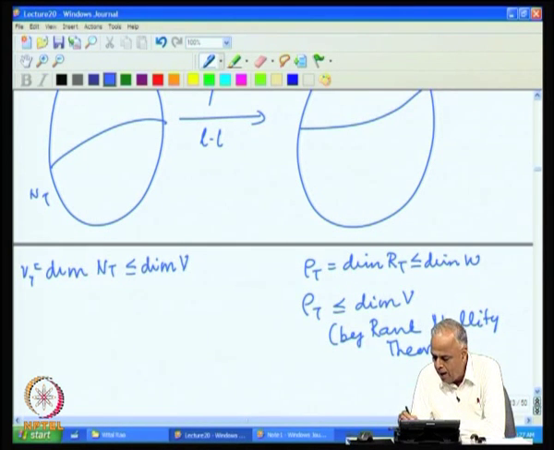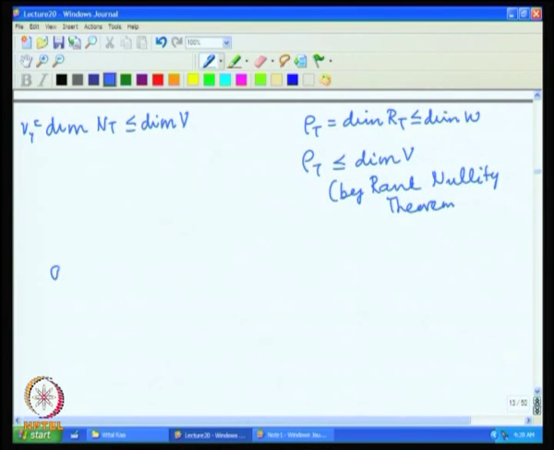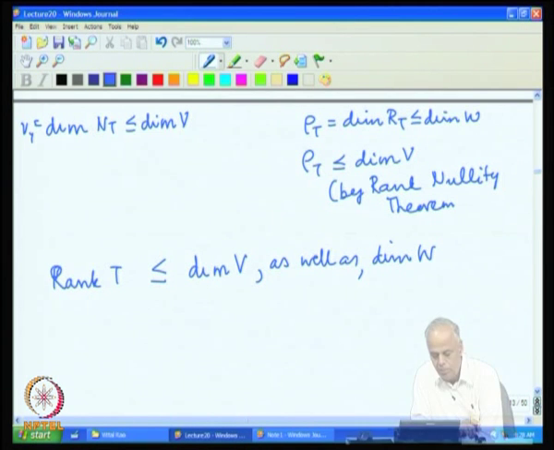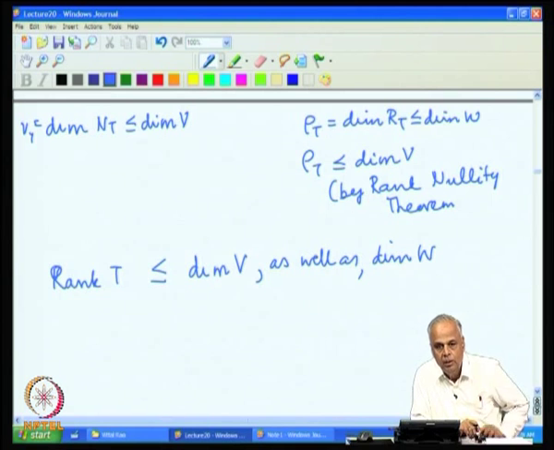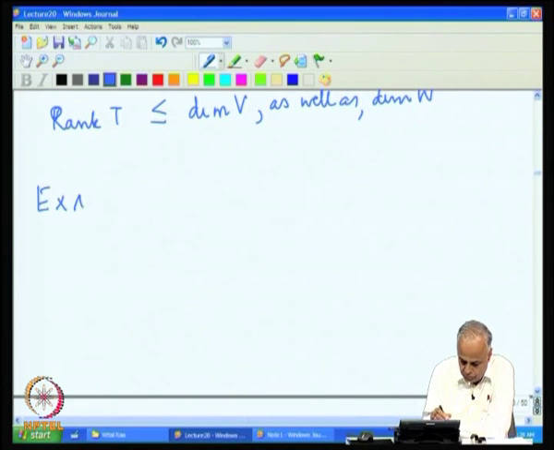So, we have the rank cannot exceed the dimension of the space W, it cannot exceed the dimension of the space V, and hence the rank of T is less than or equal to both the dimension of V as well as the dimension of W. So, the rank of T is something which is controlled from both sides, the dimension of V as well as the dimension of W. Let us look at some examples of this rank nullity theorem.